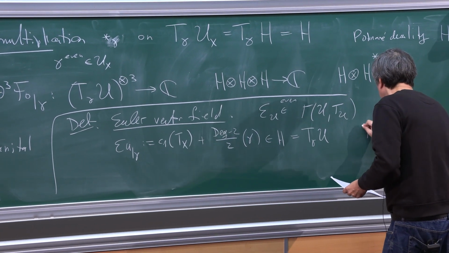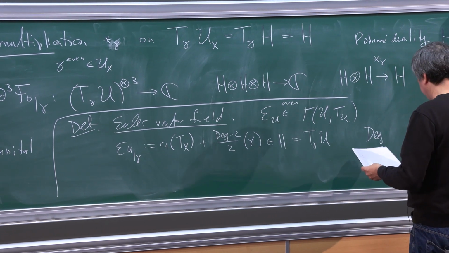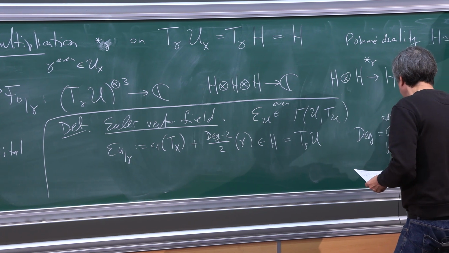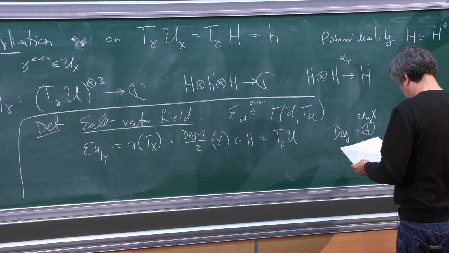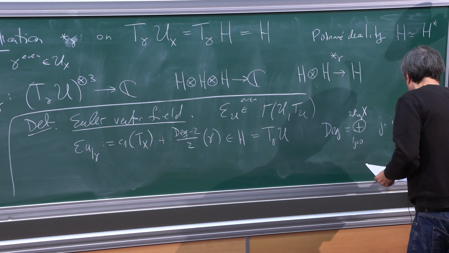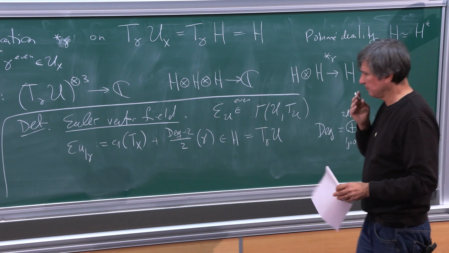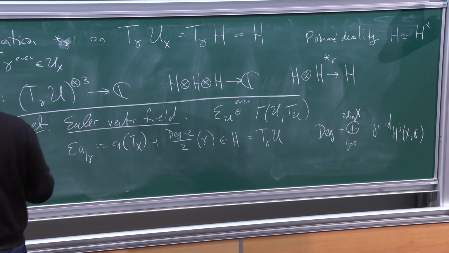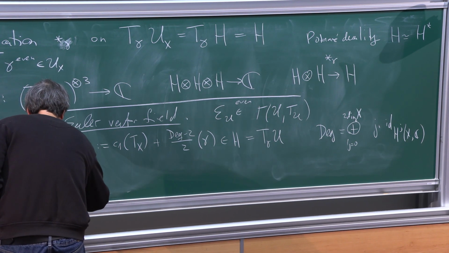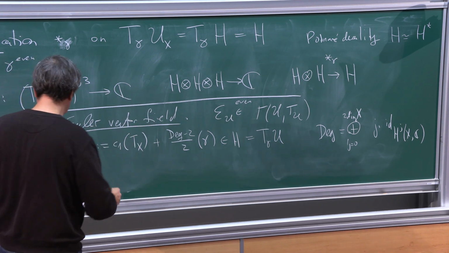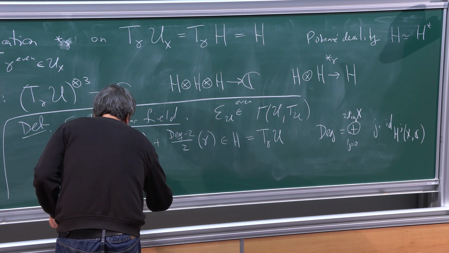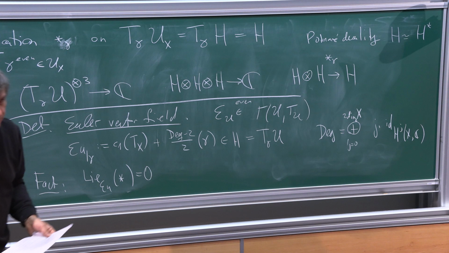The degree is a degree operator. It's the sum over j from 0 to 2 times the dimension of X, and you do j times the identity operator on the j-th cohomology of X. It's some grading operator. Yeah, so there is multiplication. And another fact, it also follows from grading considerations that this Euler field preserves the product.